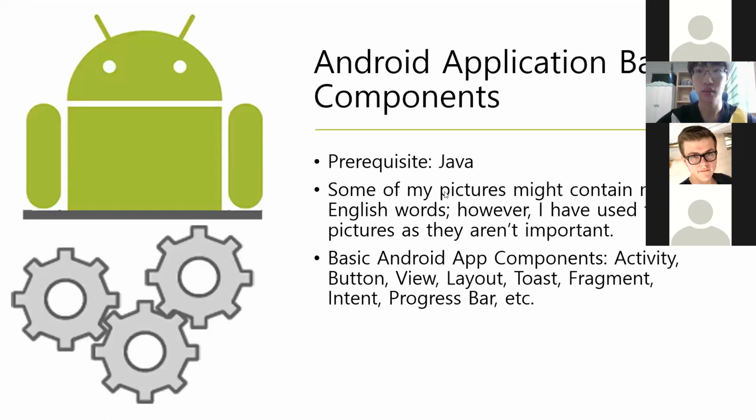Prerequisite. To learn Android application development, it is recommended that one has taken some Java courses. In my presentation, some of my pictures might contain non-English words. However, I have used those pictures as they aren't really important. We will learn about some basic Android app components such as activity, button, view, layout, toast, fragment, and intent.